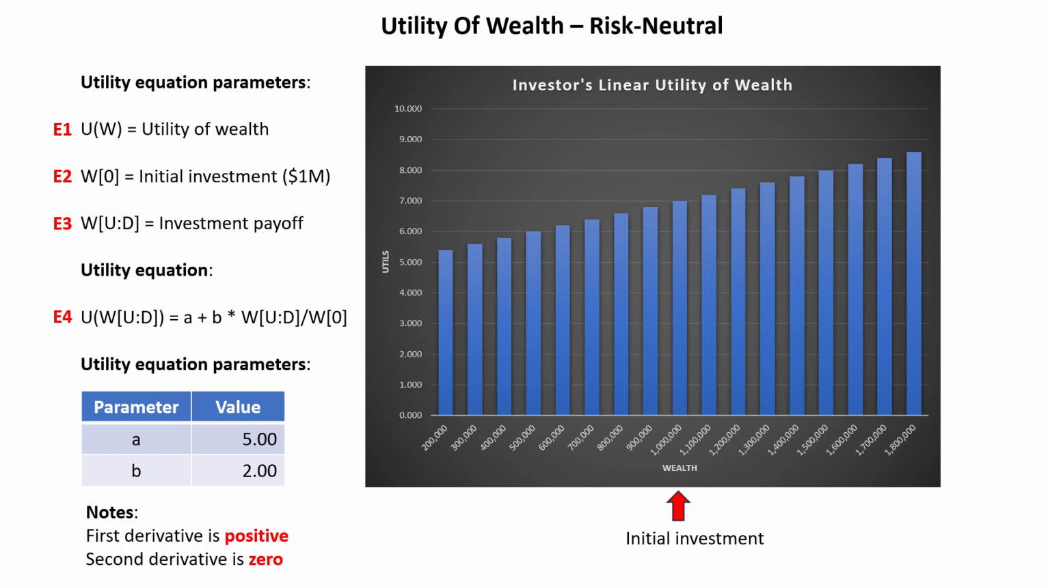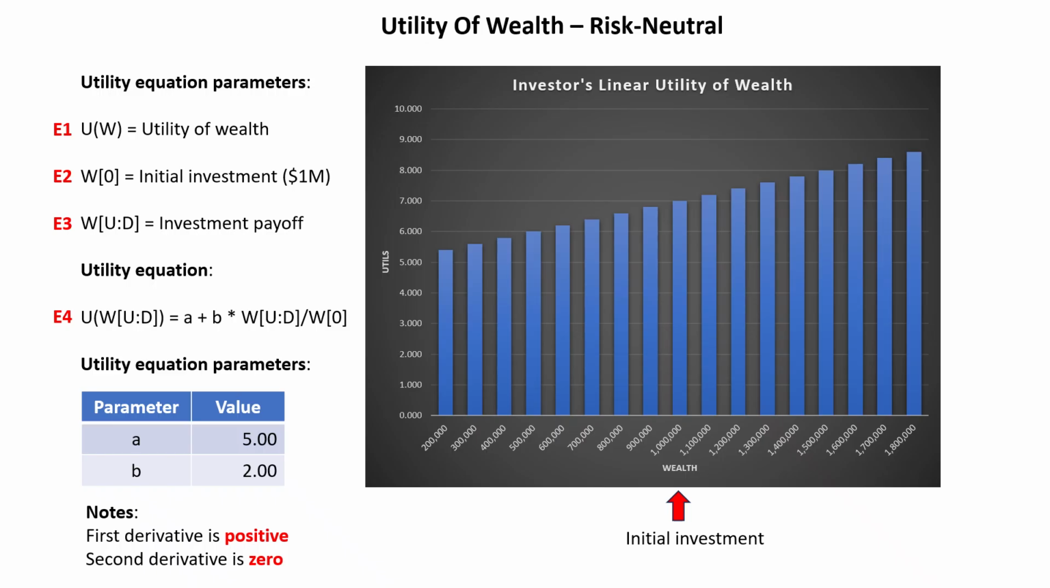So now we have to build our utility equation. Just like we did for milkshakes, we have to get an idea of what the graph is going to look like. For the risk-neutral investor, all I care about is my expected payoff, so the graph is going to be linear. So I want E4, my equation for my utility model, to be a linear equation. In E4, my utility of any given level of wealth, whether the market goes up or down, is A plus B times the ratio of my ending wealth over my beginning wealth.